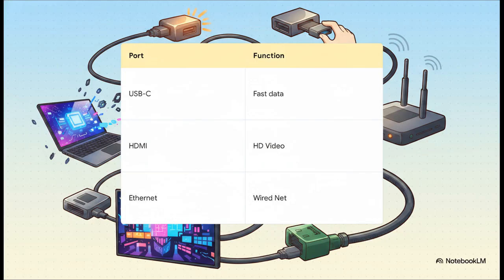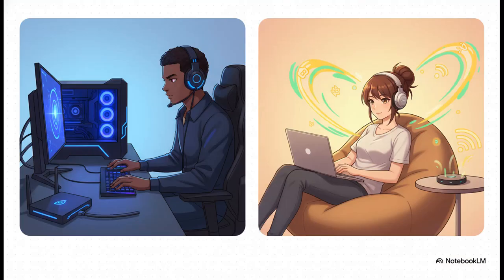Which naturally brings us to a super common question. Should you use cables or just go wireless? Well, wired connections, like Ethernet for internet, give you maximum speed and absolute stability. That's exactly what you want for competitive gaming or transferring massive video files. On the flip side, wireless connections, like Wi-Fi and Bluetooth, offer total mobility. You're sacrificing just a tiny bit of stability for the ultimate convenience of moving your laptop or your headphones around the room freely.